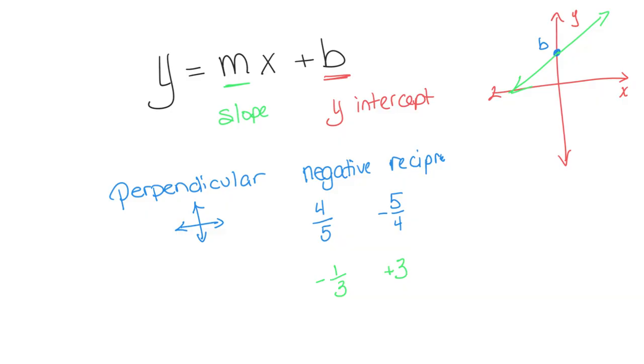The other special case is parallel lines. Parallel lines have the same slope. So if one line has a slope of 2/3, the other line will have a slope of 2/3. Those are parallel.